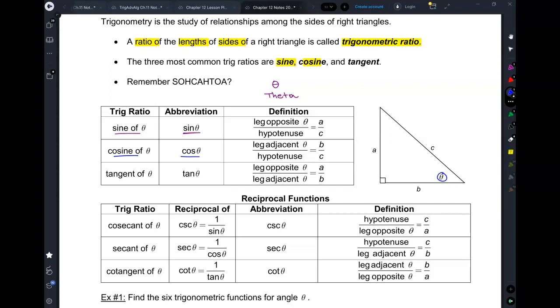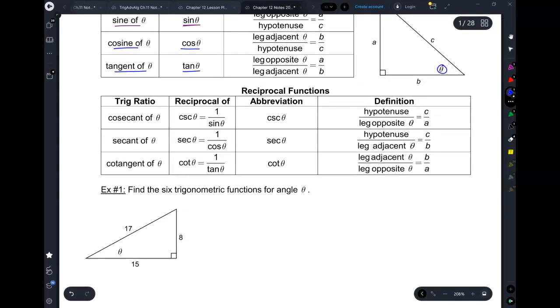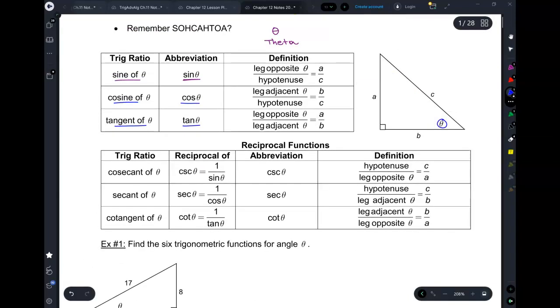And then the tangent of theta, which is written like this, is the ratio of the leg opposite to the adjacent of theta. Okay, are we all okay with how to label opposite, adjacent, and hypotenuse? Yes? Okay, so these are the trig ratios.